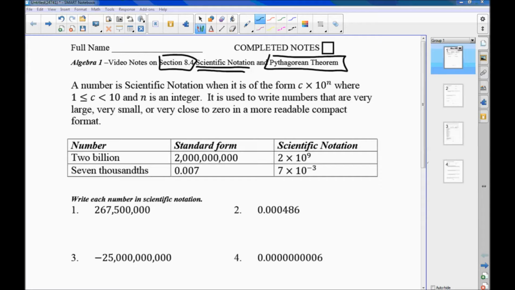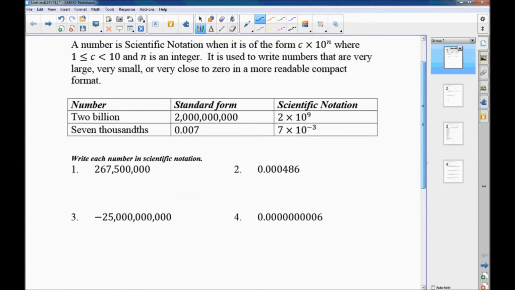Okay. So a number is in scientific notation when it is in the form of c times 10 to the n power, where c has to be a number between 1 and 10, not including 10. And n is an integer, so we could have positive or negative whole numbers up there. It's used to write numbers that are very large, very small, or very close to zero in a more readable, compact format. So you use this in science a lot, which is why it's called scientific notation.